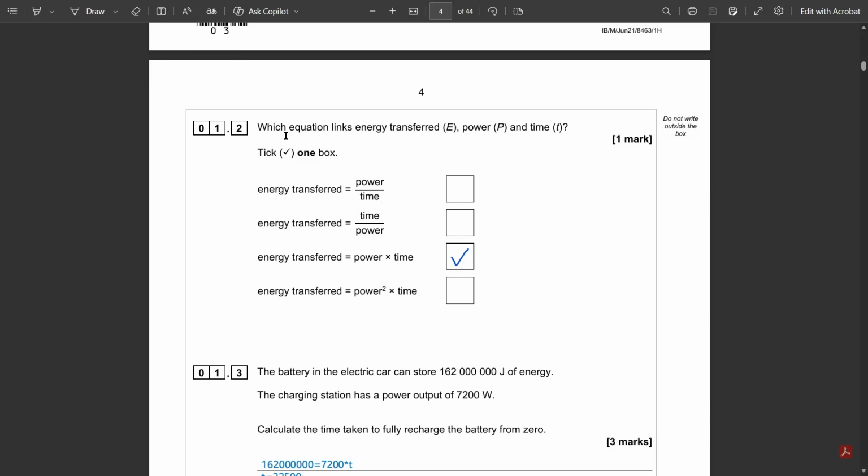For 1.2, which equation links energy transferred, power, and time? And that is that energy transferred equals power times time, more often given as just power equals energy transferred over time.